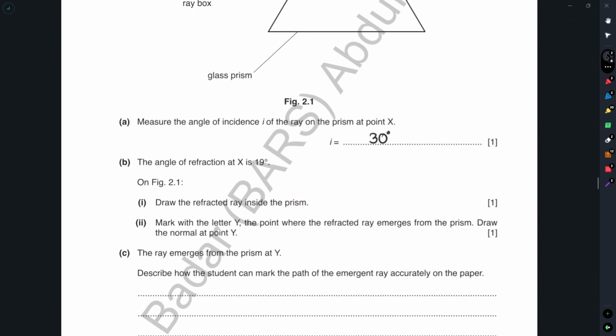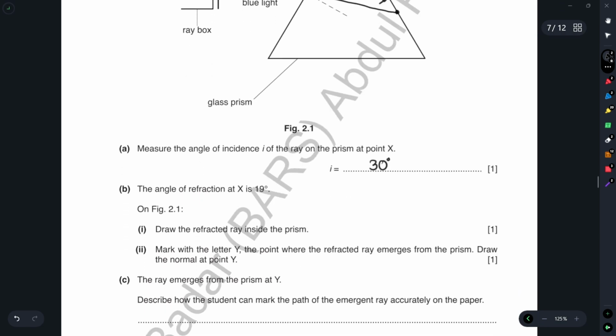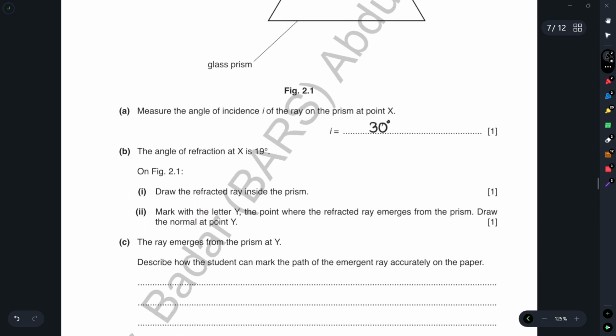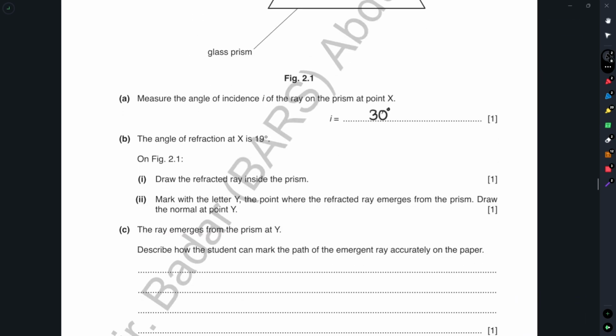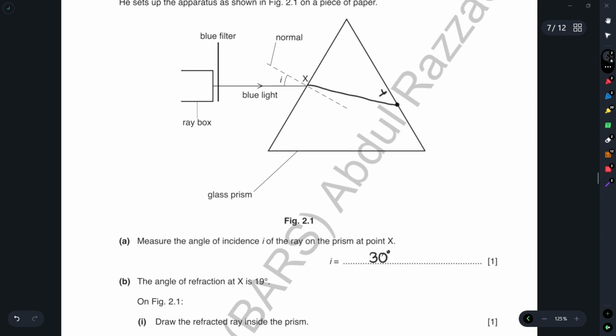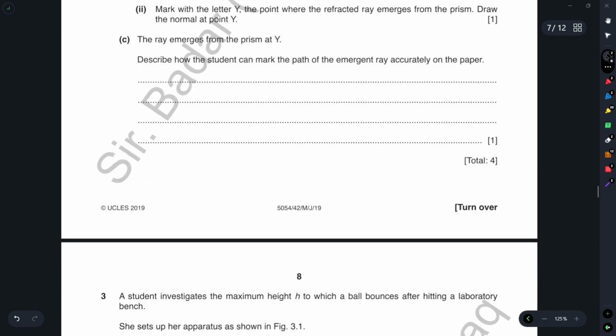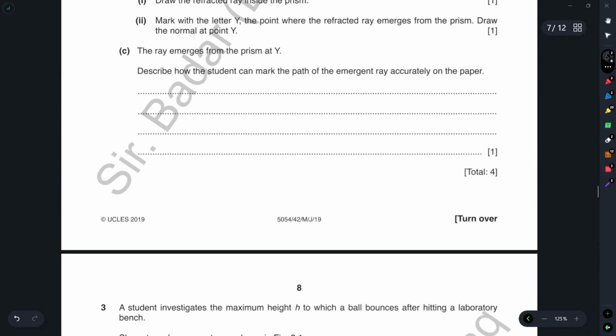To draw the refracted ray inside the prism, we did that. Mark with letter Y the point where the refracted ray emerges from the prism. We did that. Draw the normal at point Y. So we also need to draw a normal at point Y. So dotted line which is perpendicular to the surface. Did that. A ray emerges from prism at Y. Describe how the student can mark the path of an emergent ray accurately on a piece of paper.